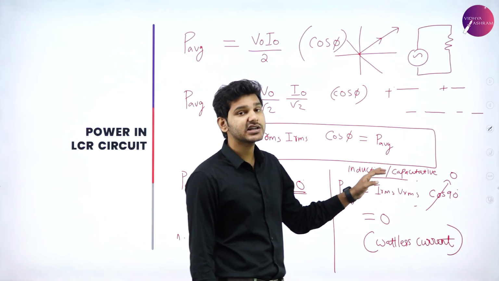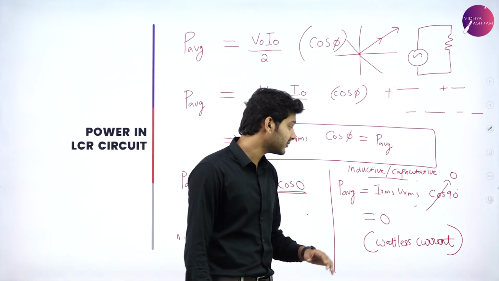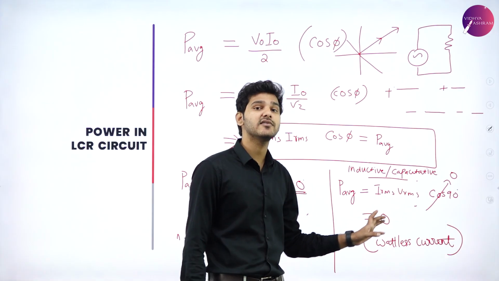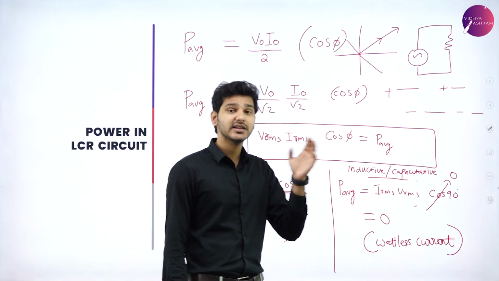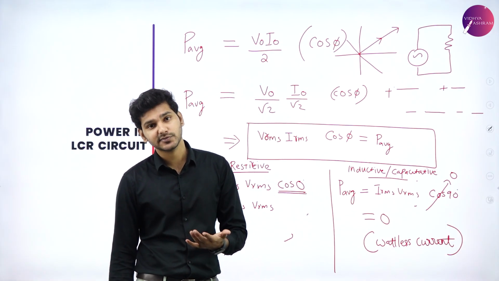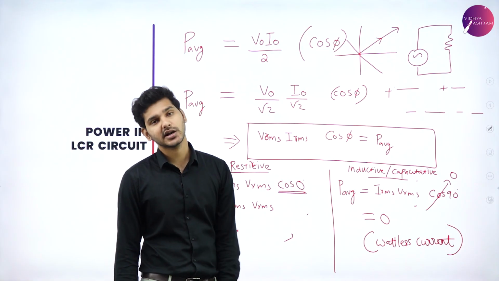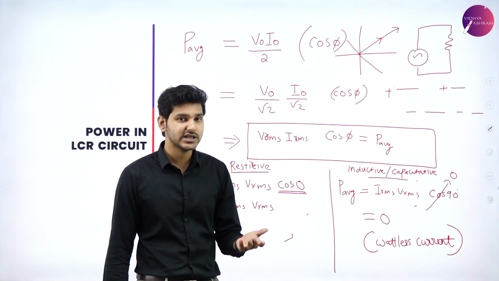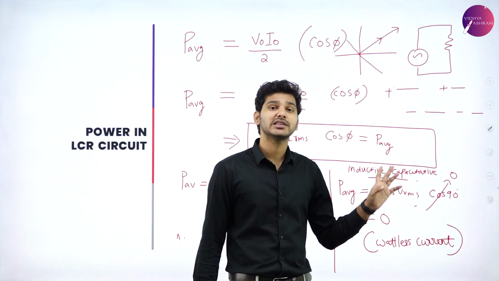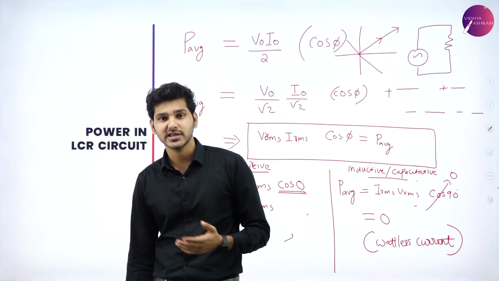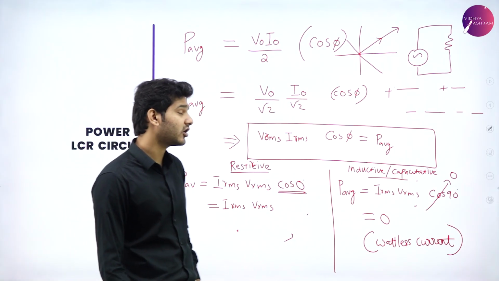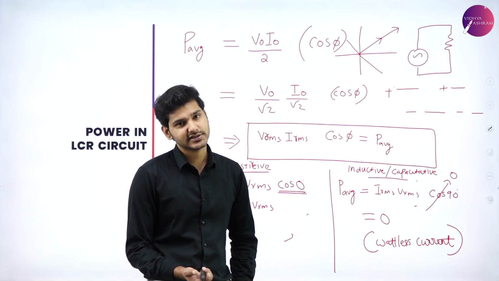But for an inductive or a capacitive circuit, the average power will be equal to 0. That is because there is a phase angle difference between the voltage and current flowing through that particular circuit. That is 90 degrees, hence we'll get 0. Those kinds of powers are known as wattless power. So that is all about power in a series LCR circuit.